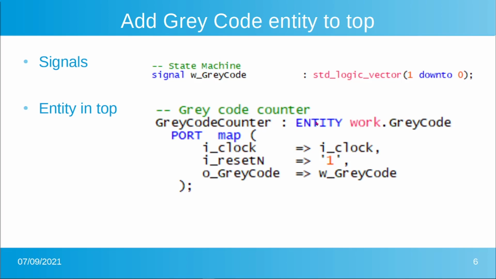And remember your colon and work dot and adding the word map and not including the line after it when you copy paste it. But iClock just hooks up to the 50 megahertz CPU clock. Like I said, resets pulled up to 1. And the output of the gray code from that gray code part gets hooked up to these gray code wires.